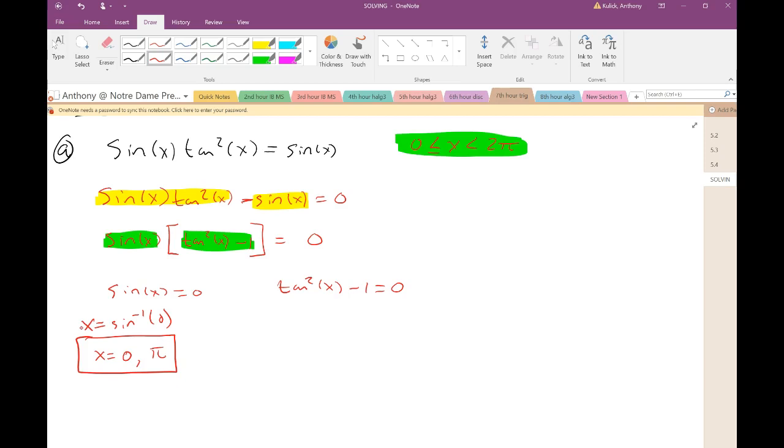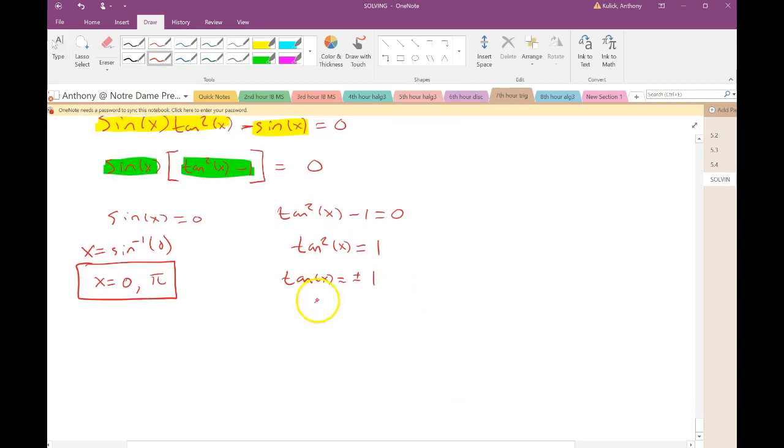Okay. Now let's look at the tangent squared piece. So how am I going to solve this tangent squared minus 1 equals 0? I'd start by adding 1 to both sides. And the next thing I would do is square root both sides. When I square root both sides, though, what do I have to remember? Plus or minus. And because of the plus or minus, I'm going to split this up into 2 different problems. Everybody okay with why I just did that?